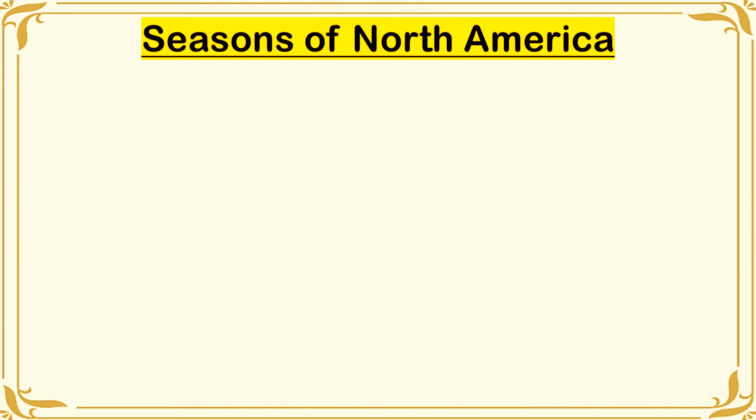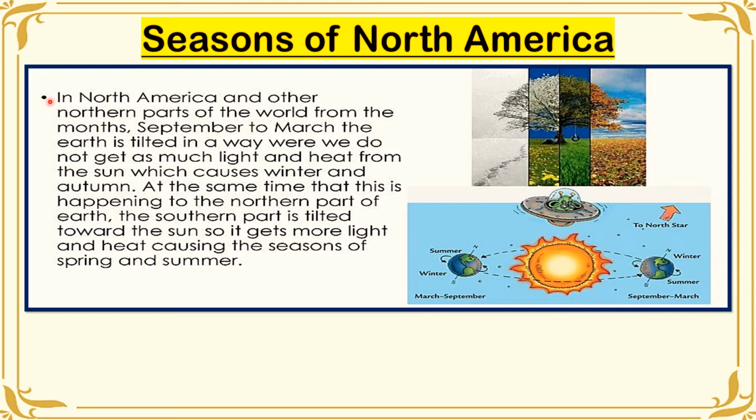Now, class, let us discuss the seasons of North America. In North America and other northern parts of the world, from the months September to March, the Earth is tilted in a way where we do not get as much light and heat from the sun, which causes winter and autumn. At the same time, the southern part is tilted toward the sun, so it gets more light and heat, causing the seasons of spring and summer. So this is the sun, class, and this is the northern part and southern part. From March to September, it's winter in the southern part of the Earth, but in September and March, it's summer in the southern part of the Earth, and here, winter.